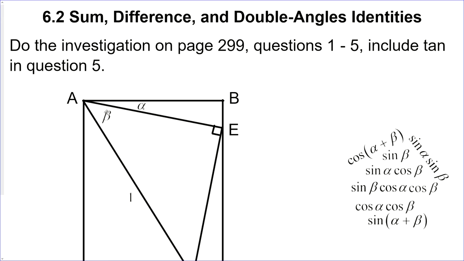6.2 Sum, Difference, and Double Angle Identities. Do the investigation on page 299, questions 1 to 5. Include tan in question 5 and then come back and continue this video.